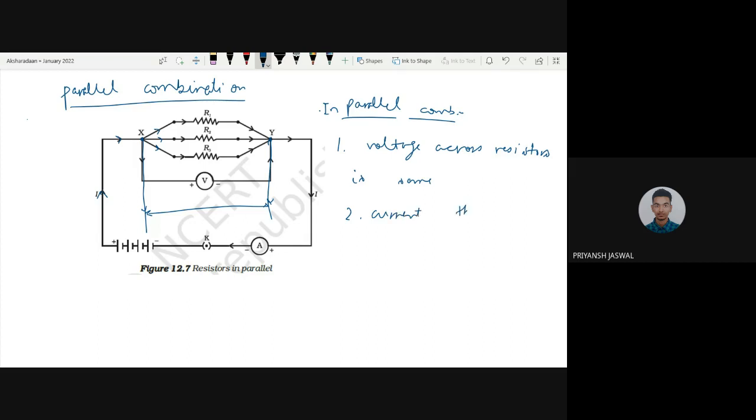Current through resistors is different. Why? Because voltage is something that we measure across, that is across the terminals. So if I put a voltmeter here, then I get some value. Then I have to calculate for R2. The terminals are again the same, so we get the same value. And for R3 also the terminals are the same, so we get the same value.